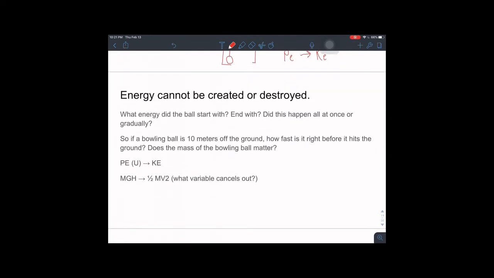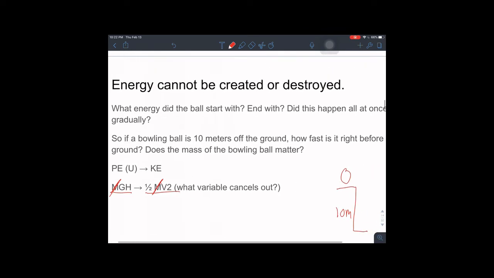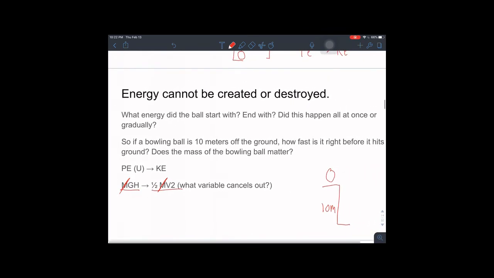Yes, energy cannot be created or destroyed. So if a bowling ball is 10 meters off the ground, we can draw this, a bowling ball 10 meters off the ground. How fast is it right before it hits the ground? A lot of people would say that mass matters here, but what we see here is we have potential energy becoming kinetic energy, and we notice that both sides have mass, so we're able to cancel them out. The question here is how fast is it, the bowling ball, right before it hits the ground?